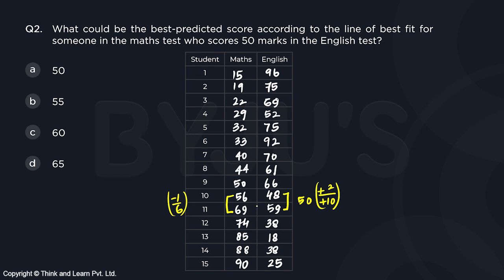So since this is 56 to 69, this is an increase of 13. So a little over 2 more increase. So 56 plus 2 more is 58. The closest option is going to be 60. So option C.